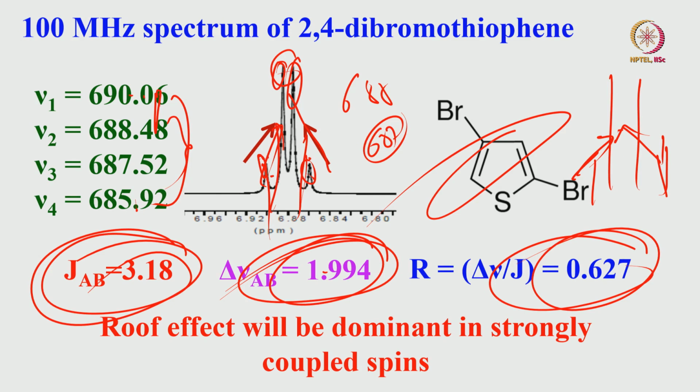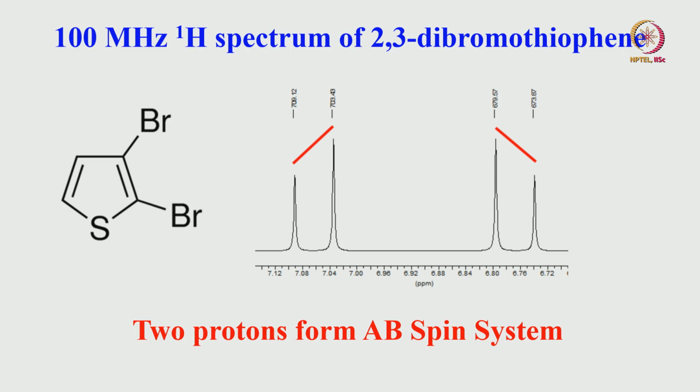And roof effect is a dominant phenomenon you will see in strongly coupled spins. In weakly coupled spins, intensities are equal and roof effect will not be seen. Roof effect is seen in strongly coupled examples. Take for example this molecule, 2,3-dibromothiophene. At 100 megahertz, this is the spectrum you are going to get.